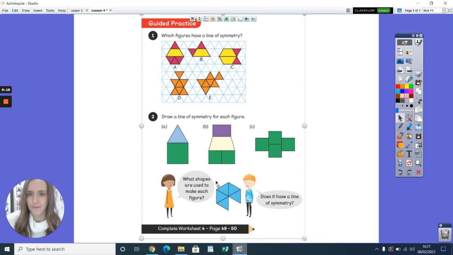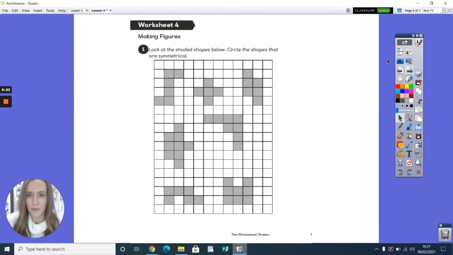When you've done that, your page numbers are 49 and 50, and they look like this. We put the short bit at the top. We need to look at these shaded shapes and circle the ones that are symmetrical. So with an adult, you might need help with an adult. Okay, if you folded them down the middle, would they overlap? Okay, do they look the same? Or if you fold it up like that, or diagonally. So circle the shapes that are symmetrical.